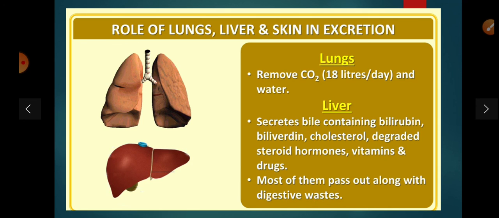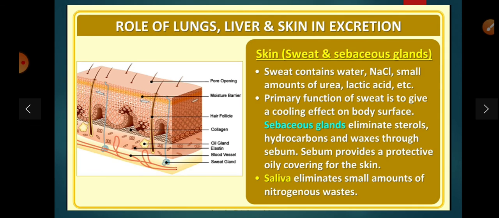Role of lungs, liver and skin in excretion. Lungs remove carbon dioxide, approximately 18 liters per day, and water. The liver secretes bile containing bilirubin, biliverdin, cholesterol, and degraded steroid hormones, vitamins and drugs. Most of them pass out along with digestive wastes.